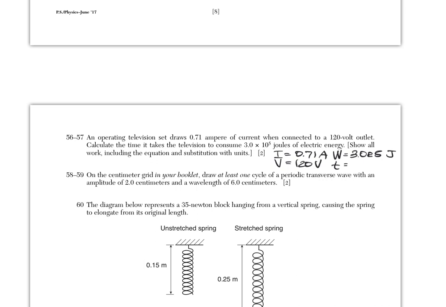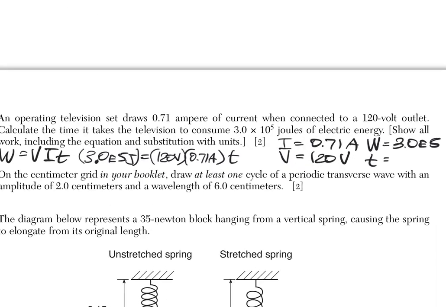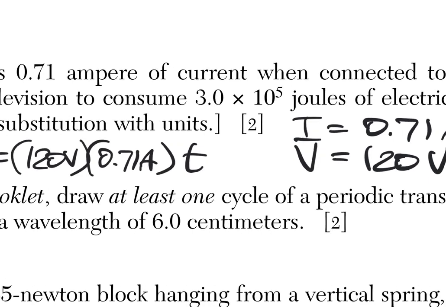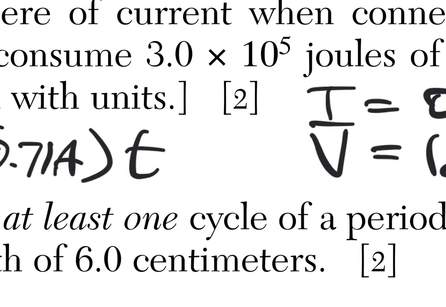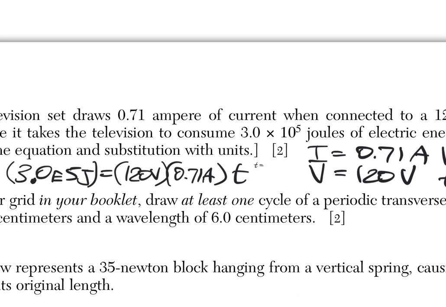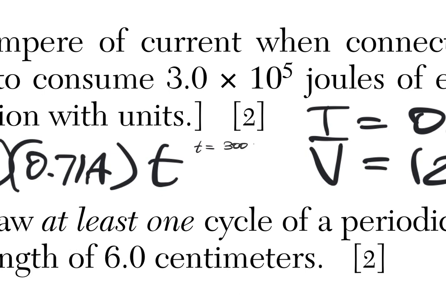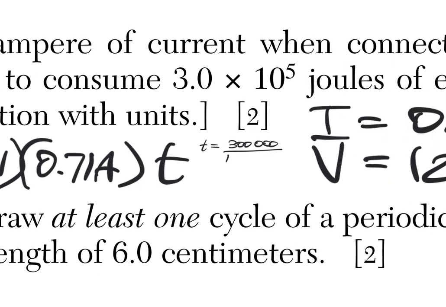So I know the energy, but I don't know the power, so I can do this all in one shot with W equals V I T, and I'm going to solve for T. So I get 3 times 10 to the 5. That's 300,000 is equal to 120 times 0.71 times T. Solve for T. I'm not giving myself much room, so I will cheat, and I will zoom. So T is equal to 300,000 over 120 times 0.71.